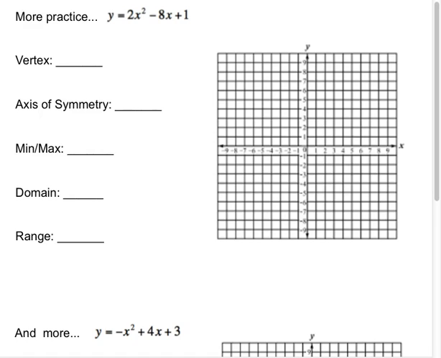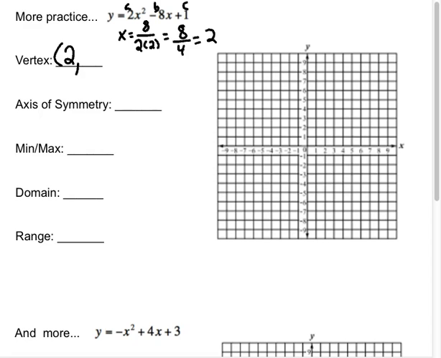So first thing, the vertex. Here my a is 2, b is -8, c is 1. So for the x value of the vertex, -b: b is already -8, so negative b is going to be +8 over 2 times a. So 8 over 4 is going to give me 2.